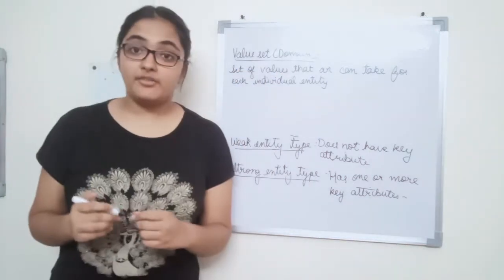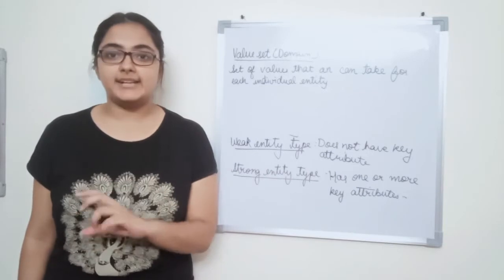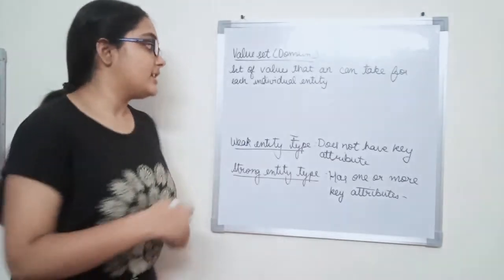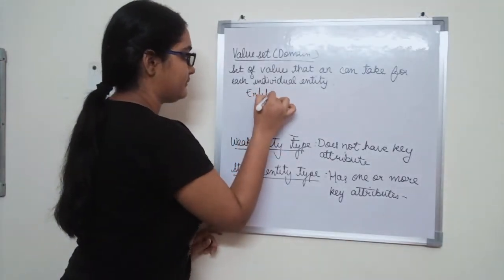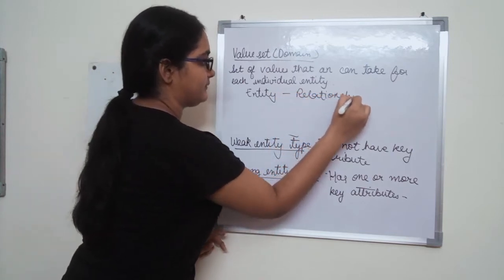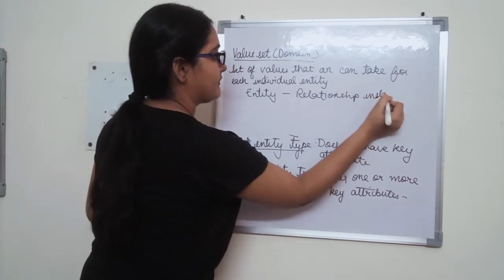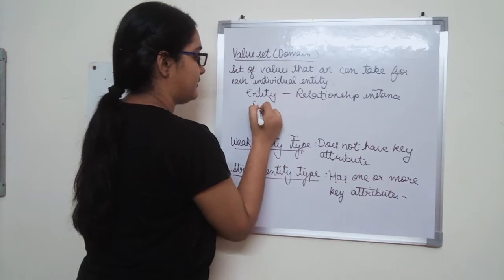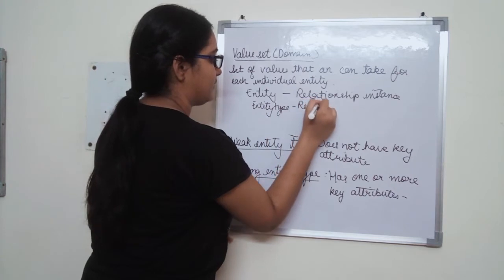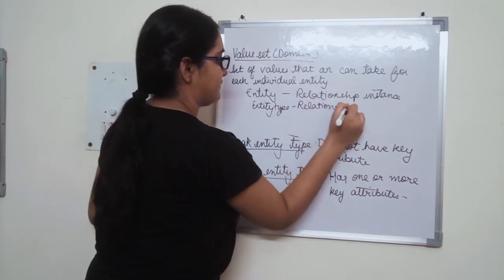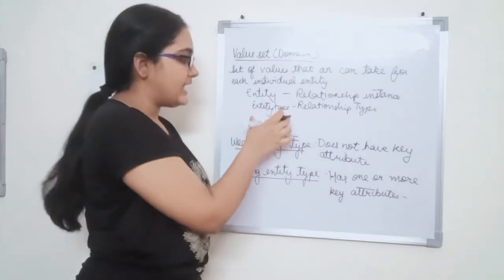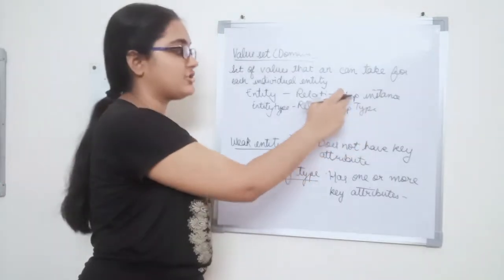Just like how we have entity type and entity set, similarly we have relationship type, relationship instance and relationship set. Entity is similar to relationship instance. Entity type and relationship type can be compared. Entity type is a collection of entities. Relationship type is a collection of relationship instances.